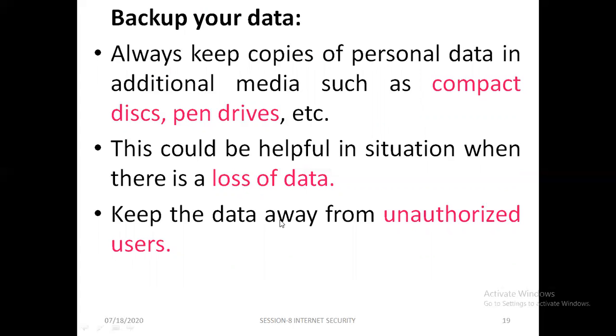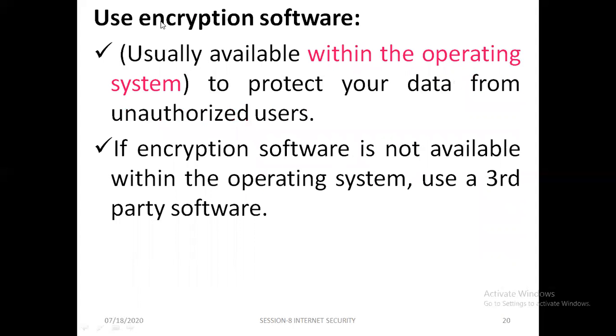Okay, so then keep the data away from unauthorized users. Unknown users should not be allowed to use the data. Then use encryption software. Usually this encryption software will be available within the operating system of our computer itself, to protect our data from unauthorized users. If encryption software is not available within the operating system, we can use third party software. That means we can buy some kind of antivirus or firewall software and install it in our computer.